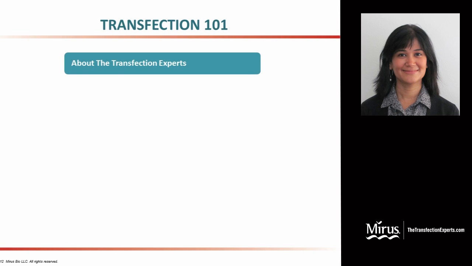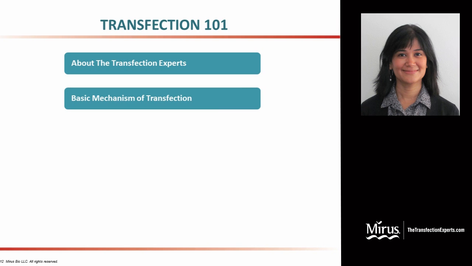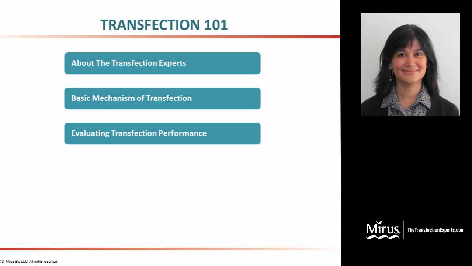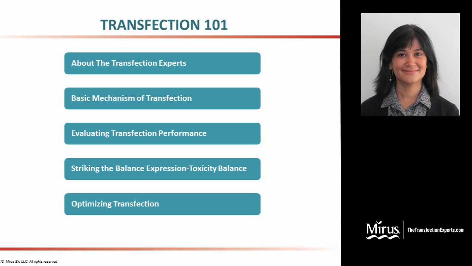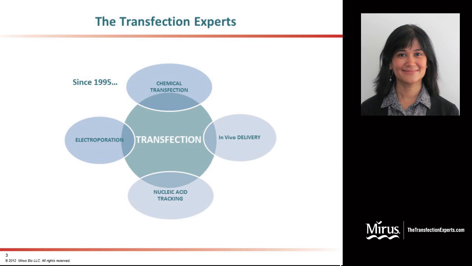We are going to begin today's Transfection 101 with a brief introduction first about the Transfection Experts, the scientists at Mirrus Bio, followed by an insight into the basic mechanism of transfection. Once we've done that, we're going to discuss a few different methodologies that can be used to assess or evaluate transfection performance. This will nicely segue into our next topic of discussion that deals with establishing the ever more critical balance between gene expression and cellular toxicity following transfection. Lastly, but most importantly, we are going to elaborate on the key parameters that can be fine-tuned to maximize transfection output.